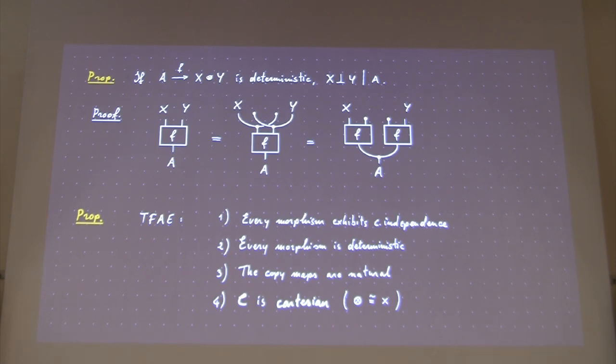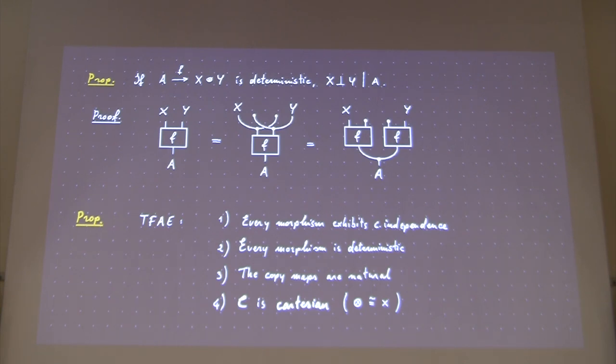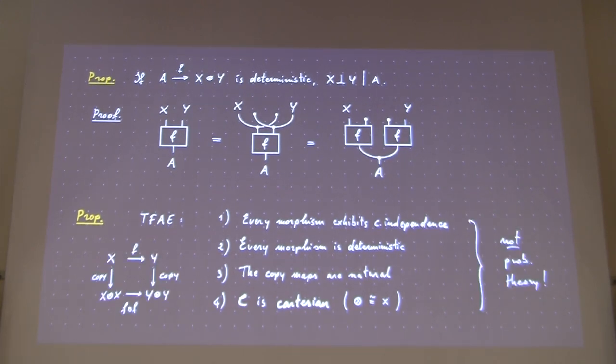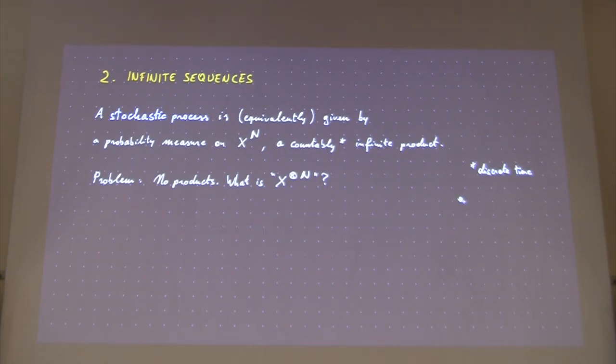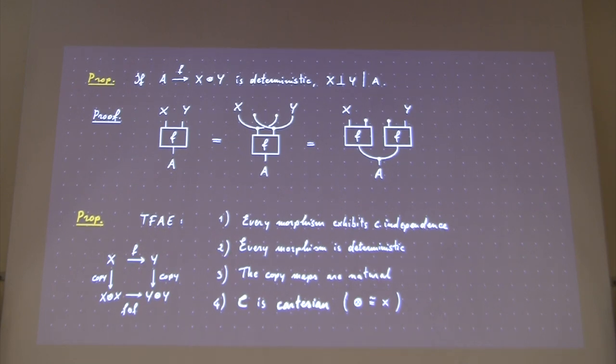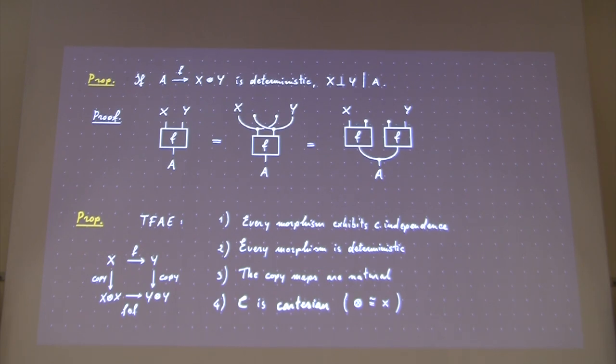And that brings us to the first proposition. The following things are equivalent. First of all, every morphism exhibits conditional independence. Well, that implies every morphism is deterministic, because remember, we define determinism as conditional independence from yourself, from 2 to 1. But now these other statements are just rephrasings of the fact that this commutes. Every morphism is deterministic, that's the definition of commutes with copy. That's the same thing as copy being a natural transformation. But we already know that discard is natural, so that's saying that C is a Cartesian monoidal category.